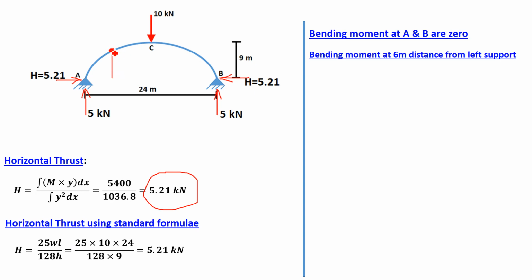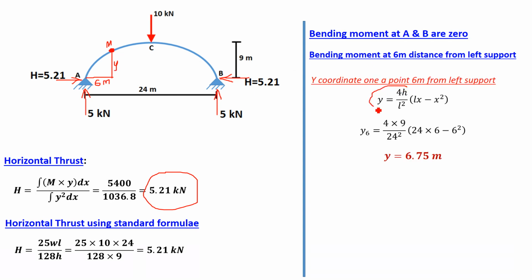So if you want to calculate moment here, what is the moment value at 6 meter? First we have to calculate what is the value of y at 6 meter. This distance is known to us, 6 meter. Using the equation of y that we discussed in the previous slide, if you put here h and L square, L and x value 6 meter, you will get y, the vertical distance of that point that is 6 meter from the left support. The vertical coordinate will be 6.75 meter.